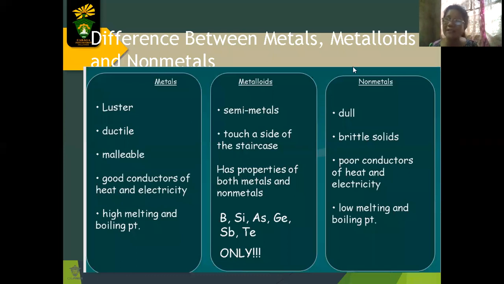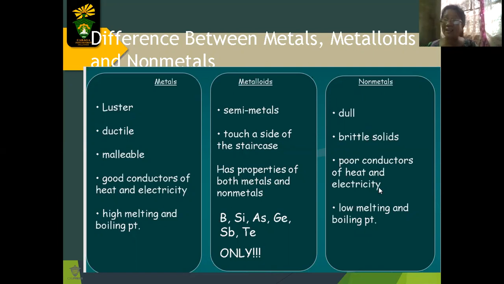For non-metals, these are the characteristics. They are dull, meaning they are not the same as metals, which have a shiny color. They are brittle solids, meaning they break easily. They are poor conductors of heat and electricity.